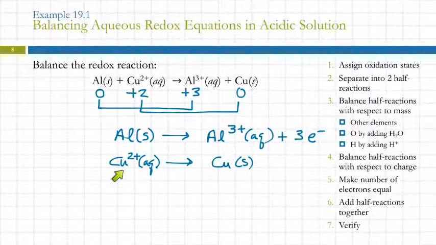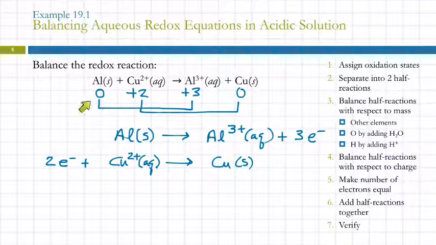Down here, I've got +2 and 0. All I can do is add electrons. And so I need to add electrons to the side that's more positive to bring it down. Okay?